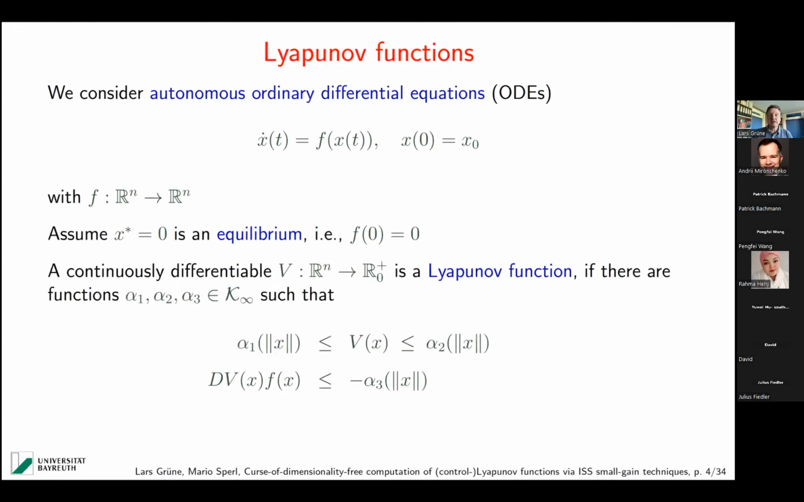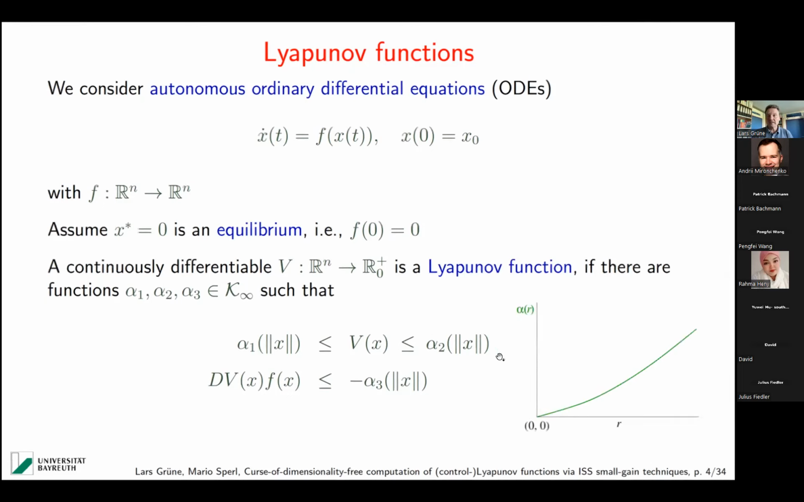And a continuously differentiable function V is a Lyapunov function if there are 3 K-infinity functions such that these 3 inequalities hold. So we have a lower bound on V, an upper bound on V, and an upper bound, but a negative one, on the orbital derivative, which means the derivative of V in the direction of the vector field. So in case you haven't seen these K-infinity functions before, these are functions which look as follows. So an alpha is a K-infinity function if it's 0 at 0, strictly increasing, and unbounded, which you do not see on the picture, and of course positive elsewhere from 0, and continuous.